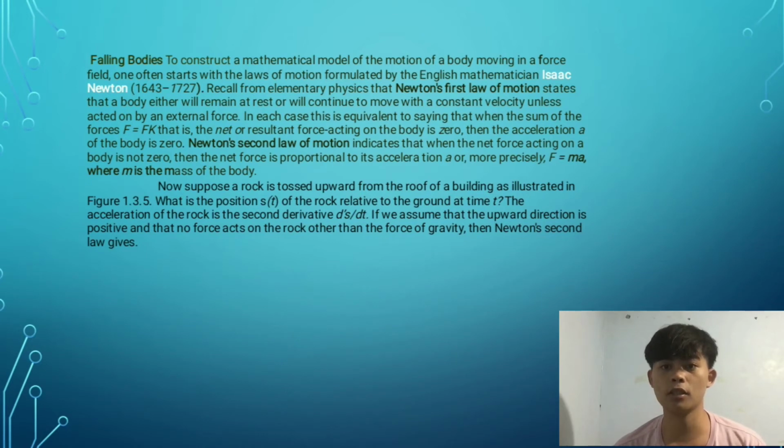In each case, this is equivalent to saying that when the sum of the forces F equals F_k, that is, the net or resultant force acting on the body is zero, then the acceleration of the body is zero. Newton's second law of motion indicates that when the net force acting on the body is not zero, then the net force is proportional to its acceleration, or more precisely, F equals ma, where m is the mass of the body.